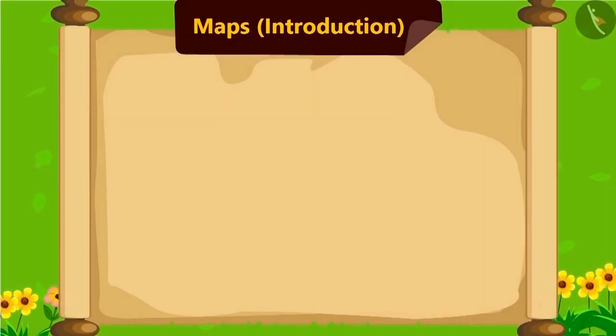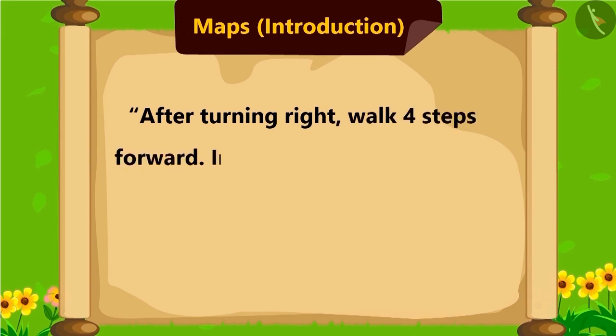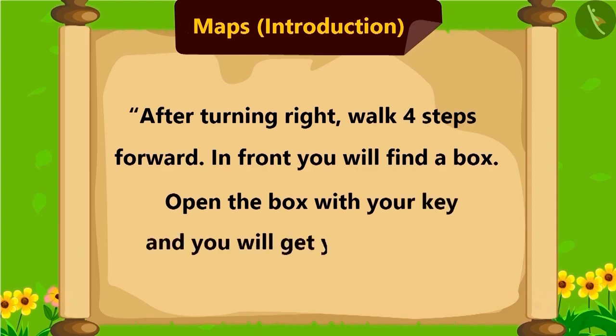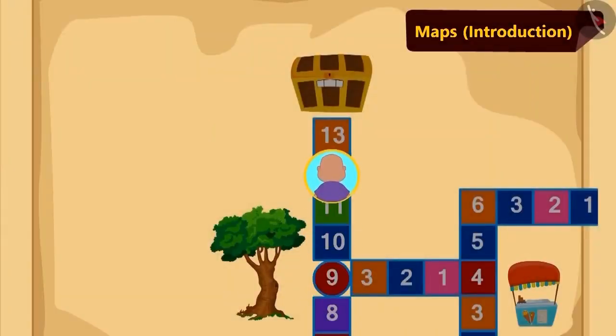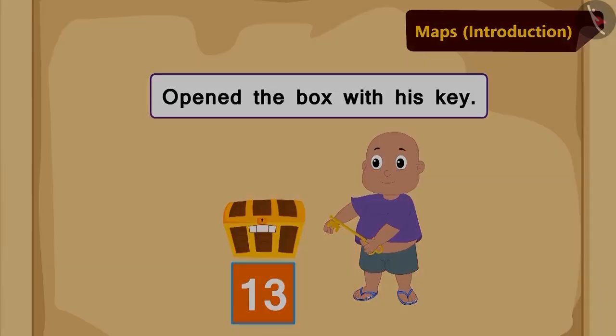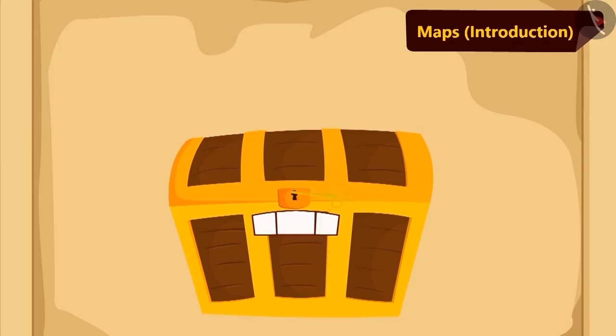Now this was written further in the instructions. After turning right, walk 4 steps forward. In the front, you will find a box. Open the box with your keys and you will get your treasure. As per the instructions, Bablu reached near the box and he opened the box with his key.